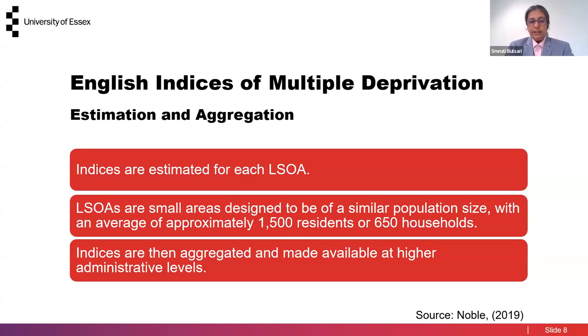Now, it's important to talk about LSOA, which is the lower layer super output area, because indices are estimated for lower layer super output areas. These are basically neighborhoods of similar or uniform population size, ranging between 1,000 to 1,500 people, or approximately 650 households. So indices are estimated for LSOA, and then they are aggregated and made available for higher administrative levels like local authority districts and so on.